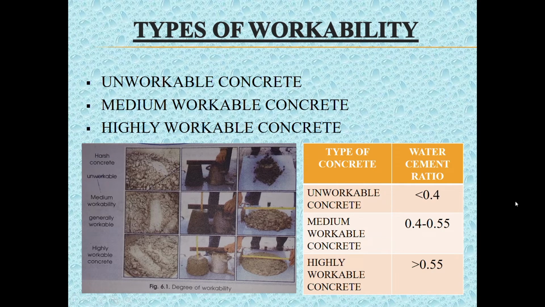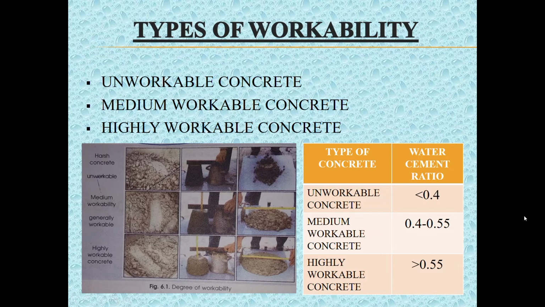Medium workable concrete. This type of concrete workability is used in most of the construction works as it is easy to mix, transport, place, and compact without much segregation and loss of homogeneity. This type of concrete workability is generally used in all constructions with light reinforcement. Spacing of reinforcement allows the concrete to be compacted effectively. Water cement ratio for medium workable concrete is between 0.4 and 0.55.